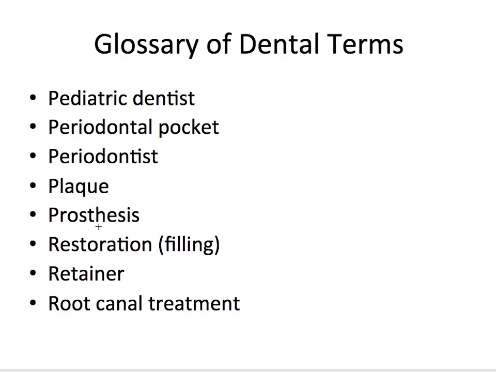A prosthesis is an artificial replacement of a tooth or teeth, or even missing soft and hard tissues. A restoration is a kind of treatment that repairs or replaces teeth, also called a filling. A retainer is a removable device that's worn in the mouth to prevent teeth from moving out of position, often used after orthodontic treatment or premature loss of teeth to hold open spaces.